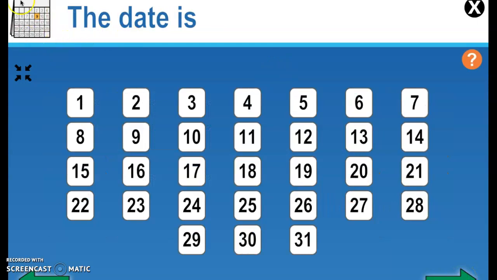This picture means date. Do you see only one block is highlighted because that is one day. The date is. So the date is May 5th. Can you touch the 5? Good job. So if we say the date all together, we'll say it's May 5th, 2020.